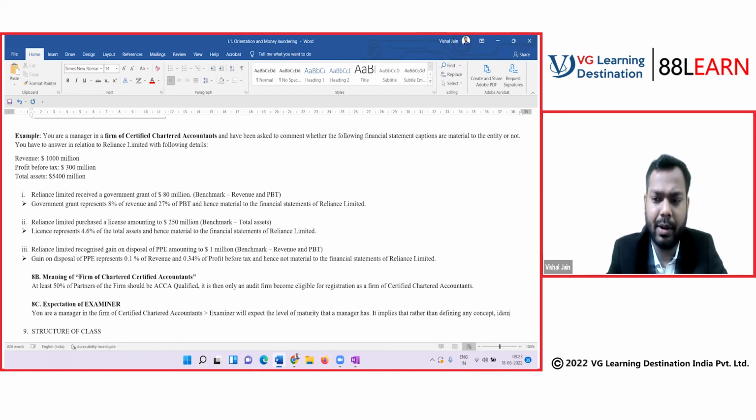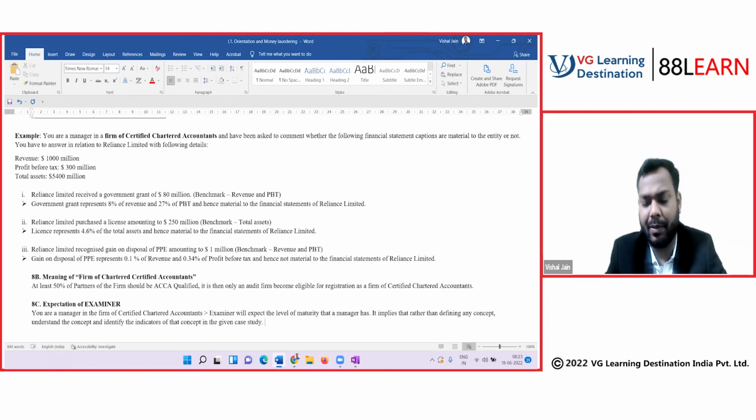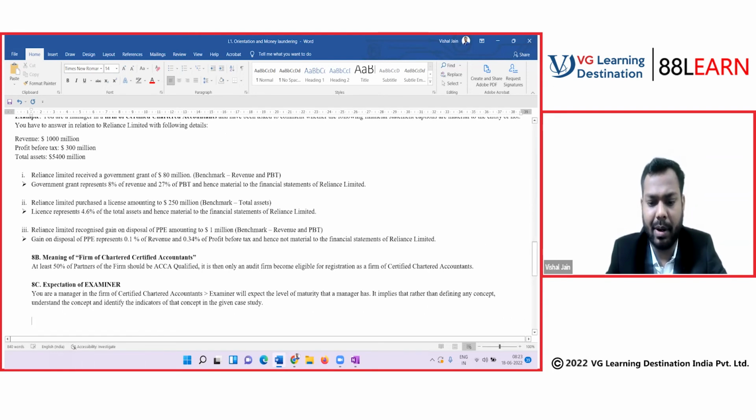identify, understand the concept and identify the indicators of that concept in the given case study. How exactly? I'll give an example.